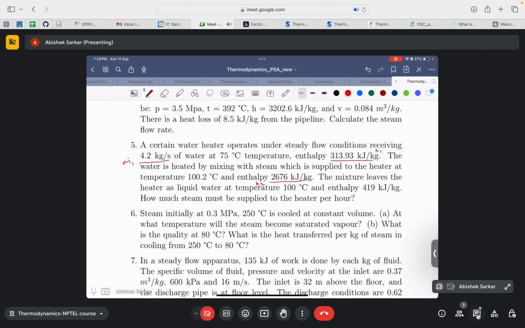Okay, so this is H2. The mixture leaves the heater as liquid water at a temperature of 100 degrees Celsius and an enthalpy of 419 kilojoule per kg. So you clearly see that the enthalpy of water has risen up. So the purpose of heating the water has been achieved by mixing water and steam at different temperatures and different enthalpy levels. Okay, so you need to find how much steam must be supplied to the heater per hour.